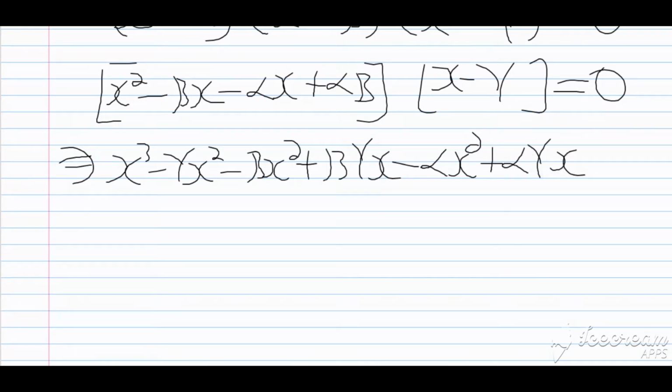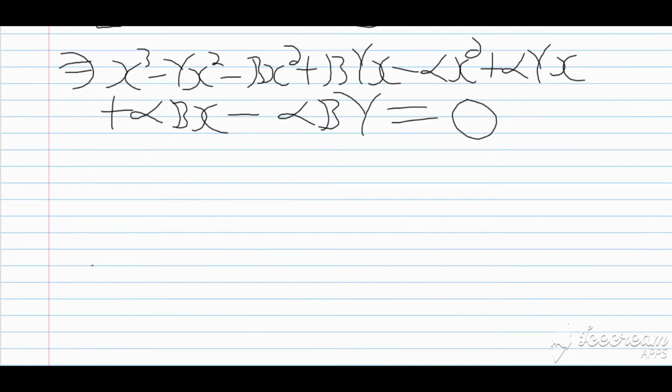All right, then we move to the very last term in the first bracket. So we have alpha beta times x. That is going to give me plus alpha beta x. Then we're going to have alpha beta times negative gamma, which is going to give me minus alpha beta gamma. And all this is equal to 0.